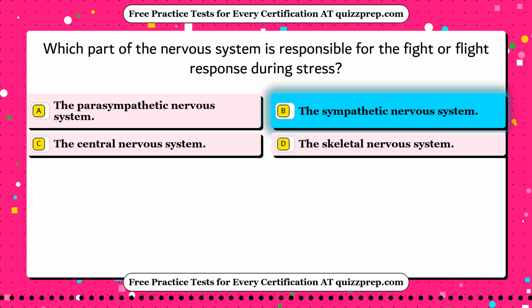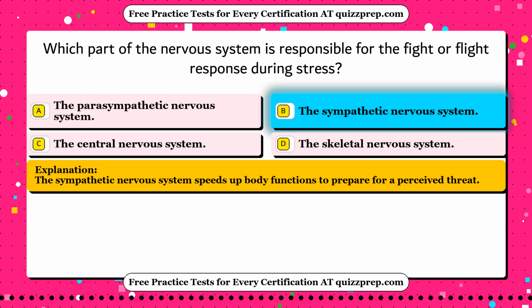The correct answer is option B, the sympathetic nervous system. The sympathetic nervous system speeds up body functions to prepare for a perceived threat.